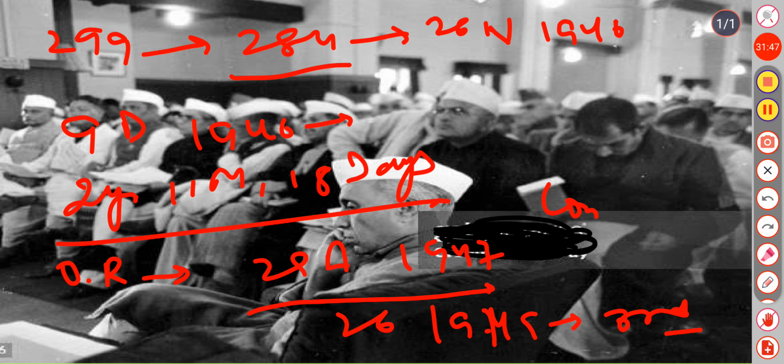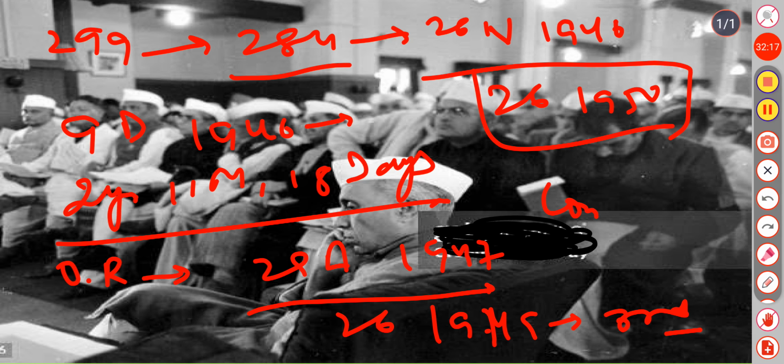The provisions relating to citizenship, elections, and provisional parliament etc. were implemented with immediate effect, that is from 26 November 1949. The rest of the provisions of the Constitution came into force on 26 January 1950. So this is the date.